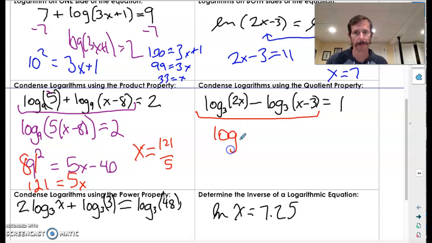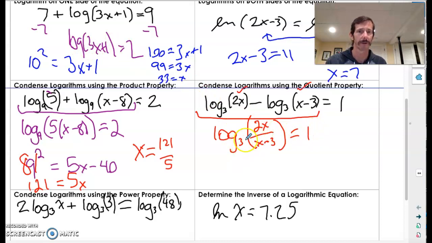So log base 3, and subtraction means I can take these two things and put them in here as division. So 2x divided by x minus 3. So that was the whole point of practicing those properties. So you kind of knew what to do with that side of the equation. And now we can go back to solving just using a regular idea from up here that keeps ending up being a final step. I have a single log, a number on the other side.